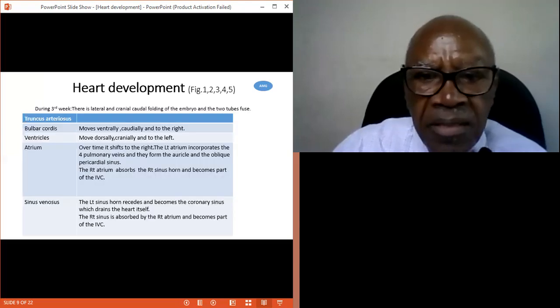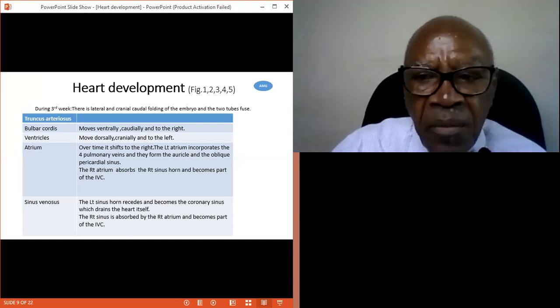Heart development. During the 3rd week, there is lateral and craniocaudal folding of the embryo and the 2 tubes fuse. And they form truncus arteriosus and valva cordis, which moves ventrally and caudally and to the right. And the ventricles move dorsally and cranially and to the left. The atrium, over time, shifts to the right.